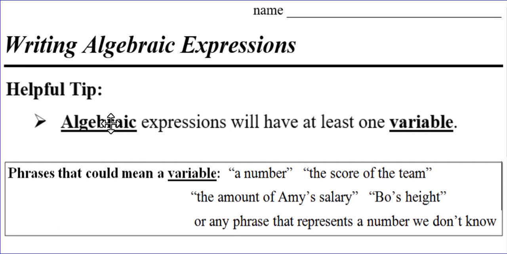First of all, algebraic, that word means there's going to be at least one variable. So when you're writing an algebraic expression, something has to mean a variable. Well, what could that be? It could be verbal phrases like a number, where they never tell you what that number is, or the score of the team, and they never tell you what the score is, or the amount of Amy's salary, or Beau's height, or any phrase that would represent a number, but that we don't actually know what that number is. And so we're going to use a variable to represent that type of thing.